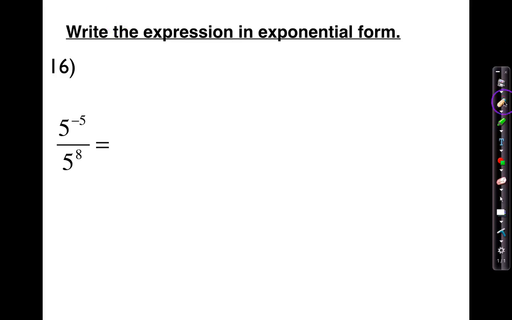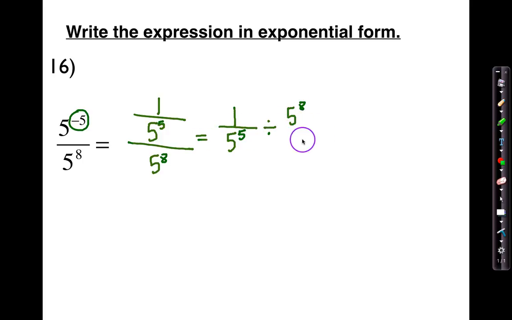Now, last but not least, here we have 5 to the negative 5th power, so I'm going to write that as 1 over 5 to the 5th divided by, well, this is going to stay the same as 5 to the 8th. Now this is going to be rewritten as 1 over 5 to the 5th divided by 5 to the 8th power. Again, to keep things nice and neat, I'm going to make this into a fraction as well, putting it over 1. So now this is going to change to 1 over 5 to the 5th times the reciprocal, which is going to be 1 over 5 to the 8th.